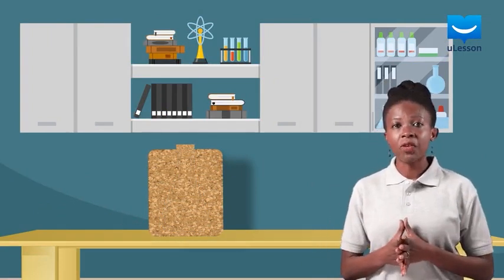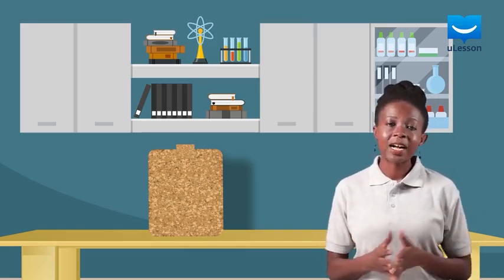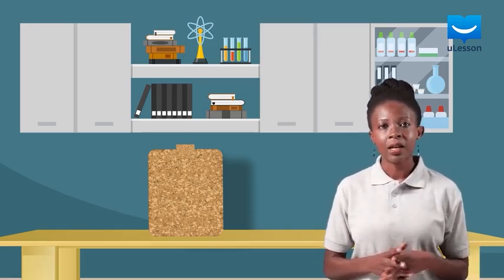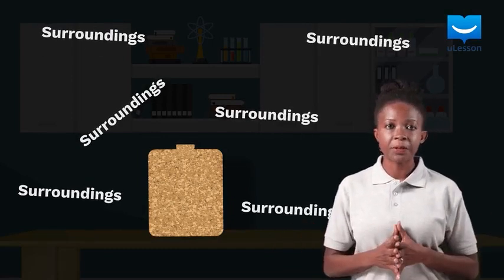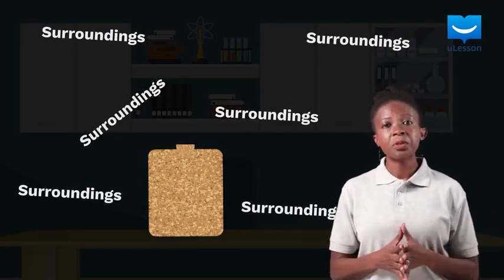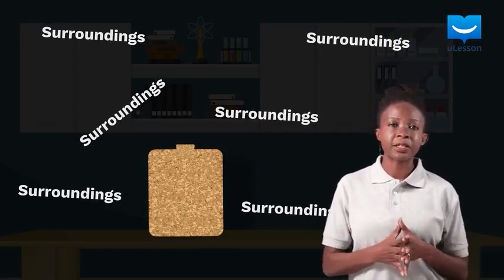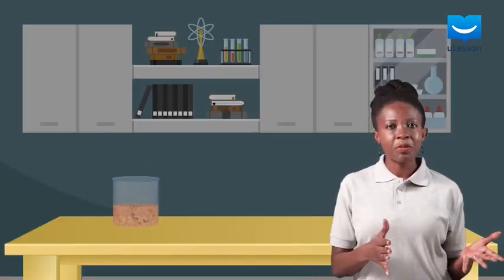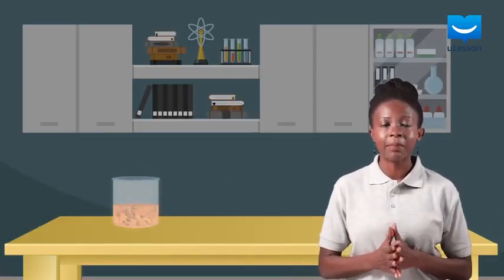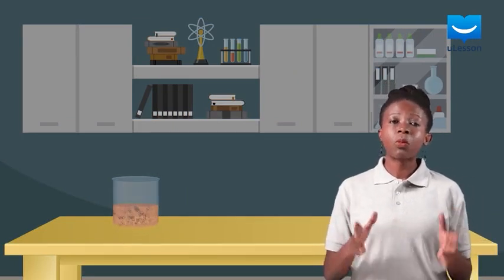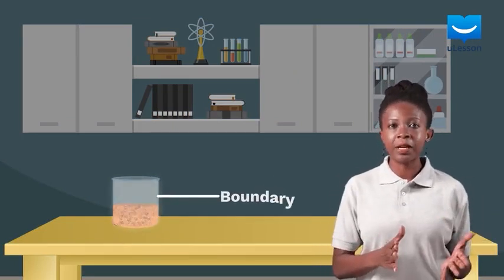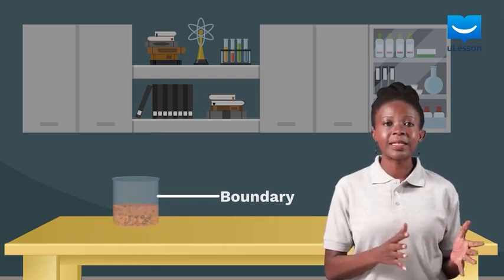Based on our lesson so far, you should already have an idea of the concept of surroundings. The surrounding is the rest of the universe which is not under study. We can also refer to it as the external part of the system. Furthermore, the surrounding is separated from the system by a boundary. In the case of the beaker in our example, the walls of the beaker represent the boundary because it separates the system from its surroundings.